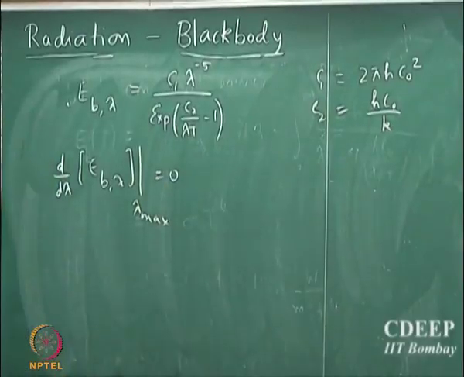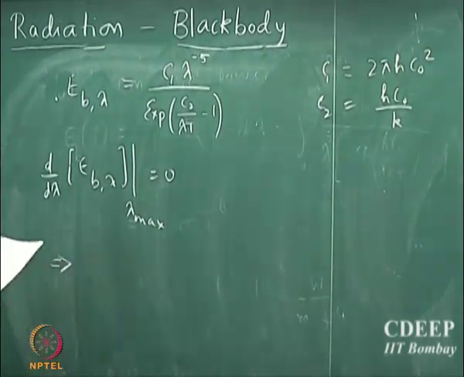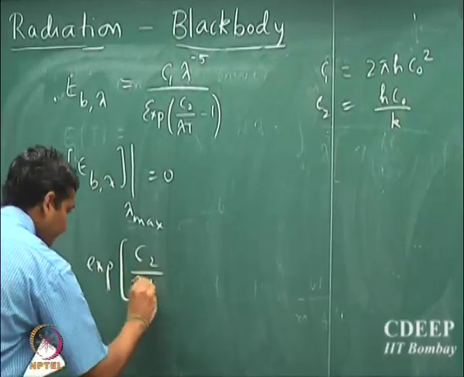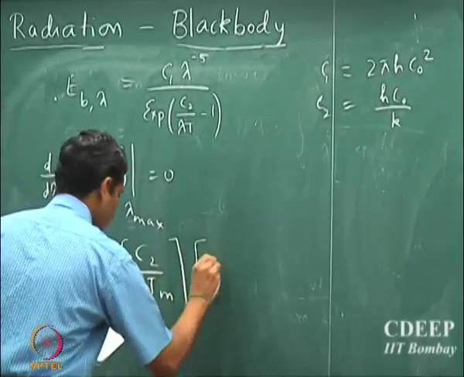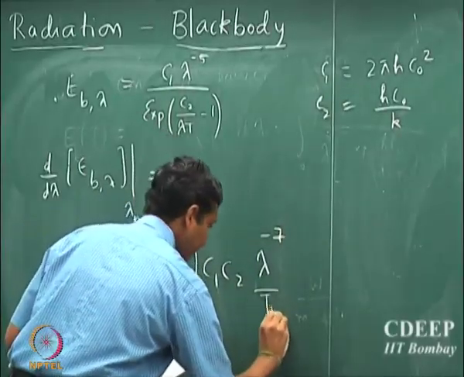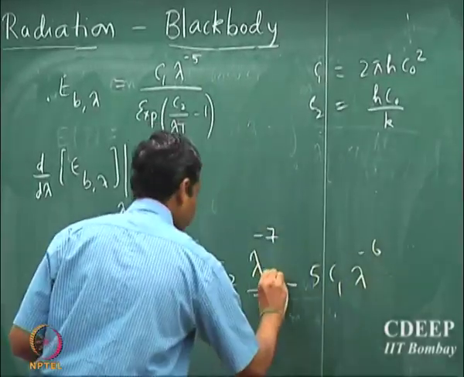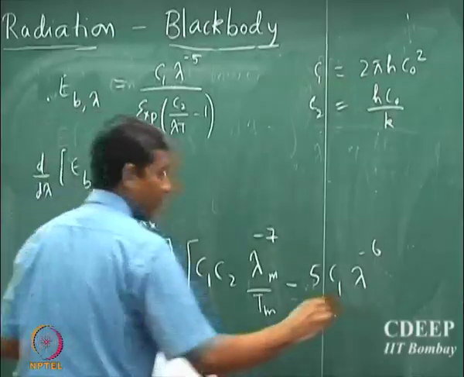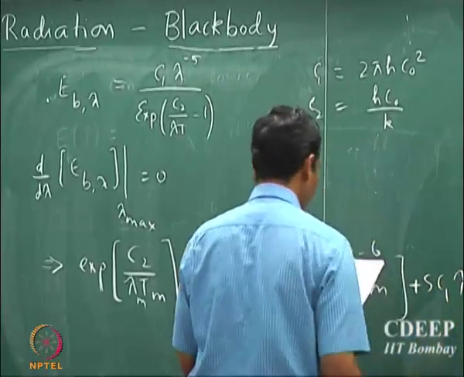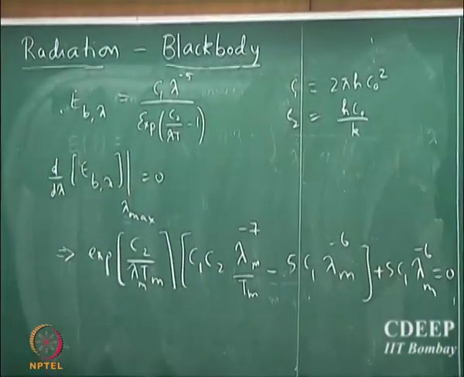So that is what will give you the relationship between lambda max and the corresponding temperature, and that will be exponential of C2 by lambda Tm into C1 C2 lambda power minus 7 divided by Tm, minus 5 C1 lambda max to the power of minus 6, plus 5 C1 lambda max to the power of minus 6 equal to 0. So, if you take the derivative, that is what it will turn out to be.